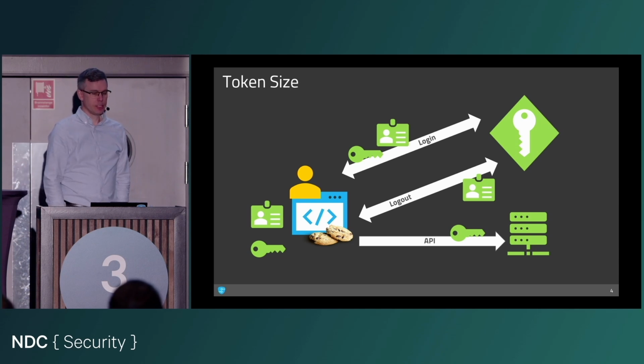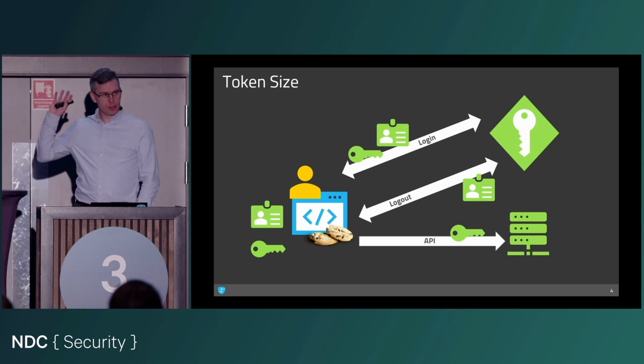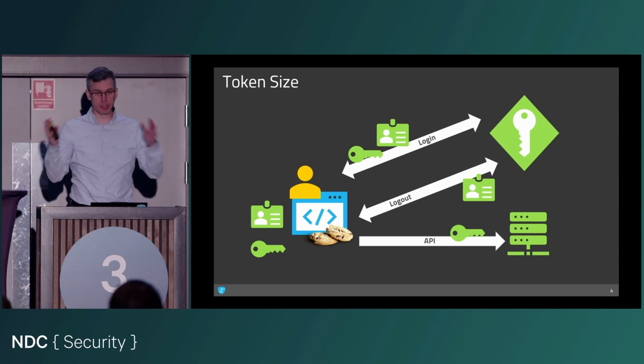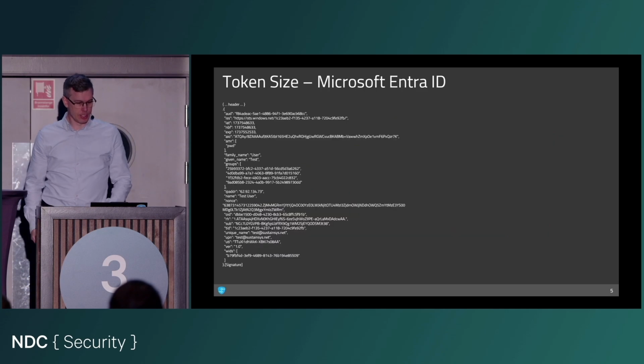So since we need to keep the tokens around for the duration of the session to be able to log out and call APIs, we want them small. This is a token coming from Microsoft Entra ID.